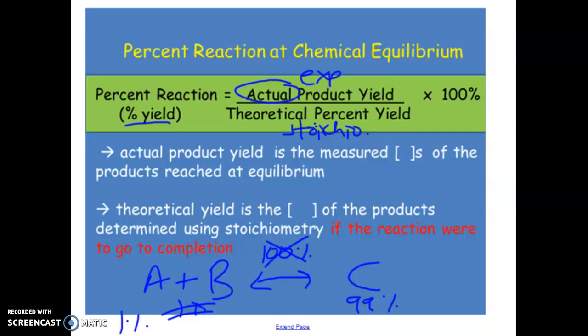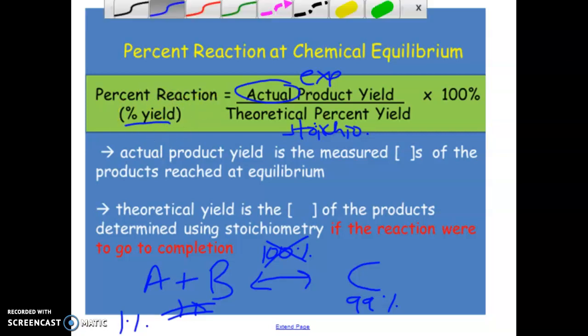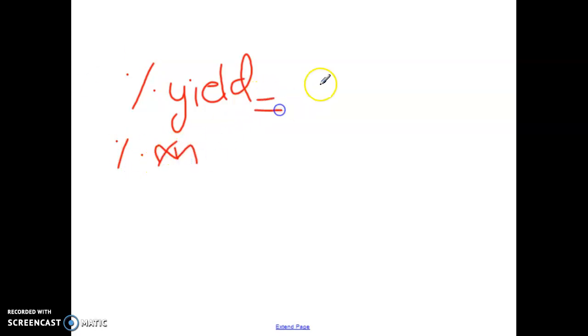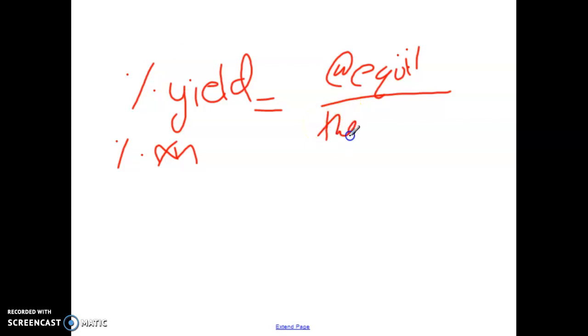So when you're looking at percent yield now, the actual yield is the amount that is reached once equilibrium has been established. Really, percent yield or percent reaction means the same thing, and it is going to be the amount at equilibrium over the amount that we should theoretically achieve.